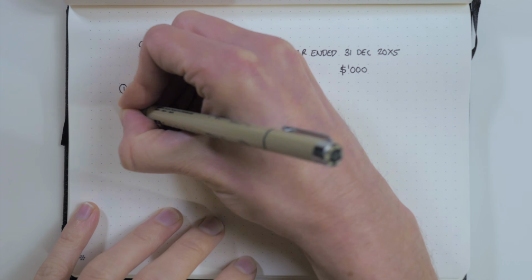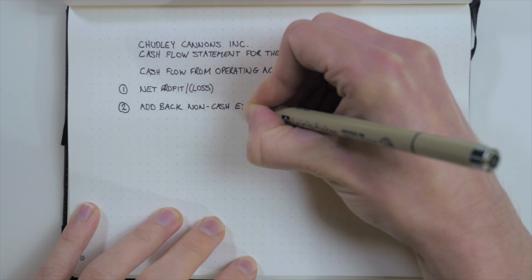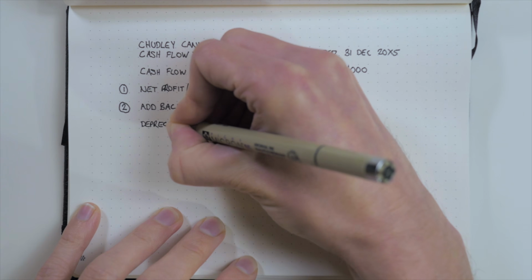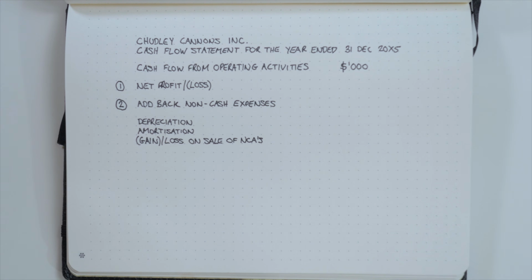We need to add back all of the non-cash expenses that exist in the P&L. Typically, non-cash items relate to things like depreciation, amortization, or the gain or loss on disposal of non-current assets. These don't represent cash outflows, but they are deducted in our income statement when coming to that net profit. So it's logical that we need to add these back in order to remove them from our calculation.